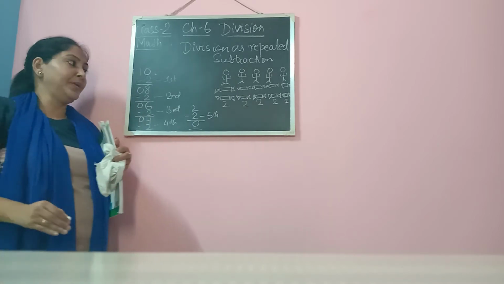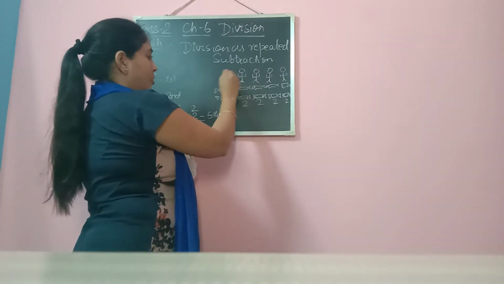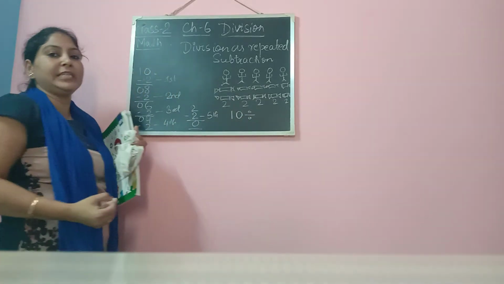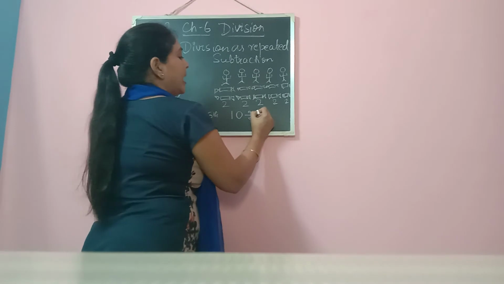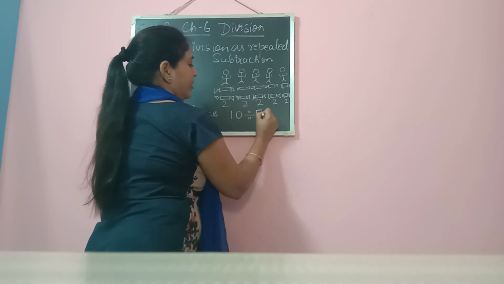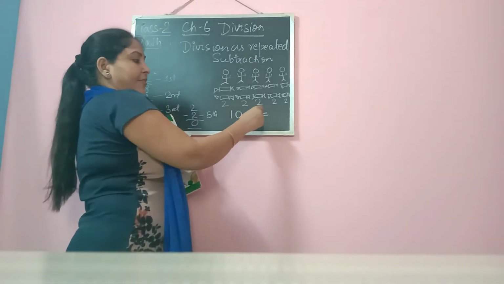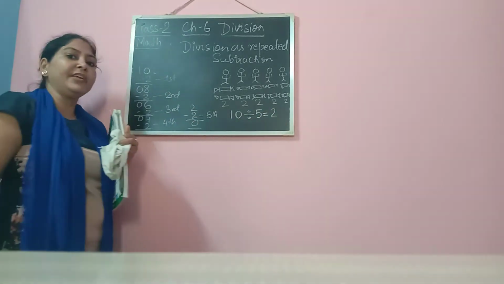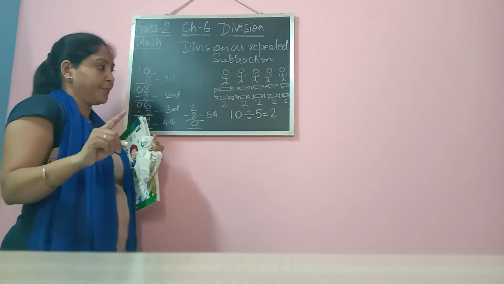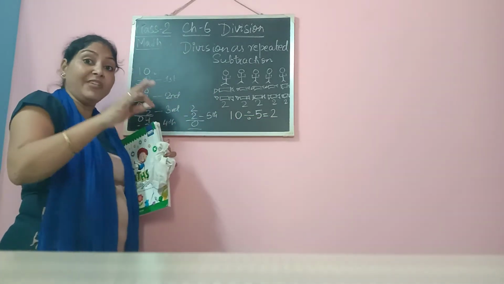Now this can also be written in the form of division, like how? How many toffees were there? 10. And then I am going to put this division sign, as you know, dividing by 5, because 5 children were there, right? So 10 divided by 5 is 2. Every child is going to get 2 toffees. So 10 divided by 5 is 2, because this 10 has been divided among 5 children.